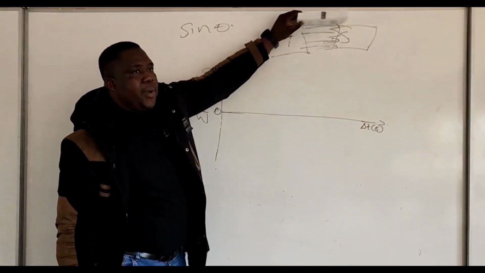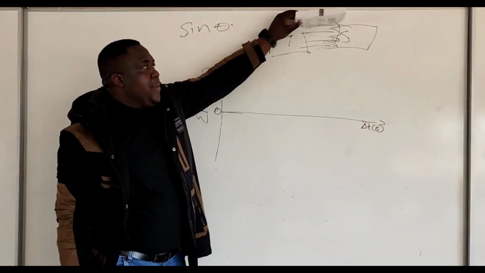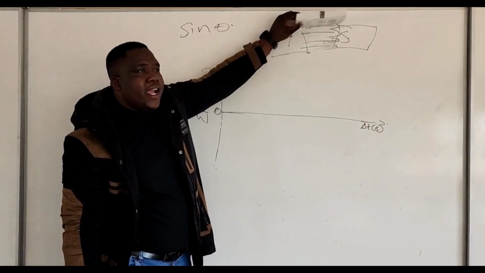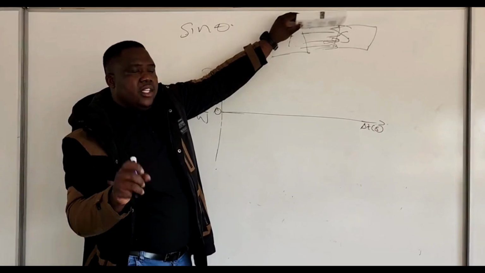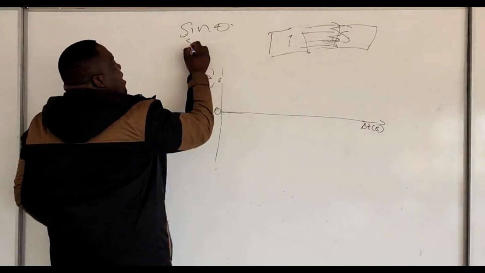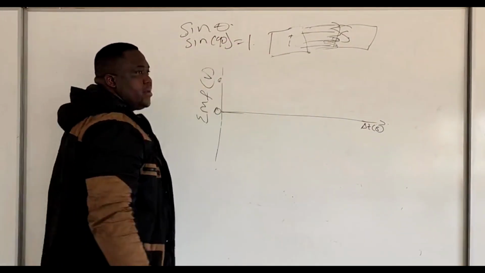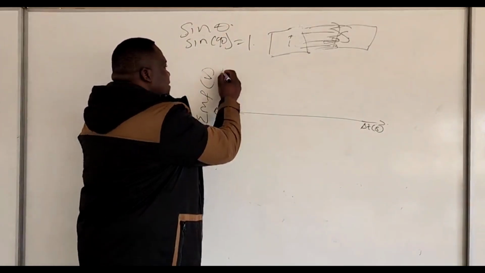The coil is parallel to the magnetic field line. The normal line, the black line, is perpendicular to the magnetic field line, meaning that the angle between the magnetic field line and the normal line of the coil is 90 degrees. So, we're going to have sine 90 at this position. Sine 90, which equals 1, meaning that we're going to get a maximum value.